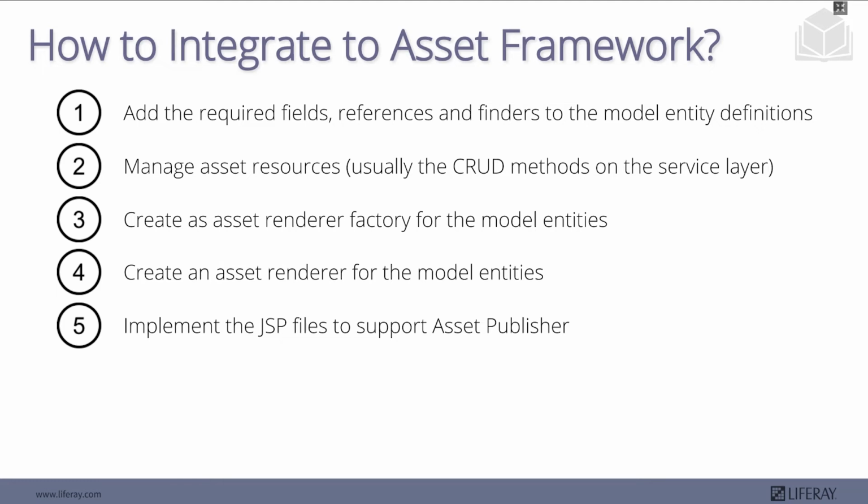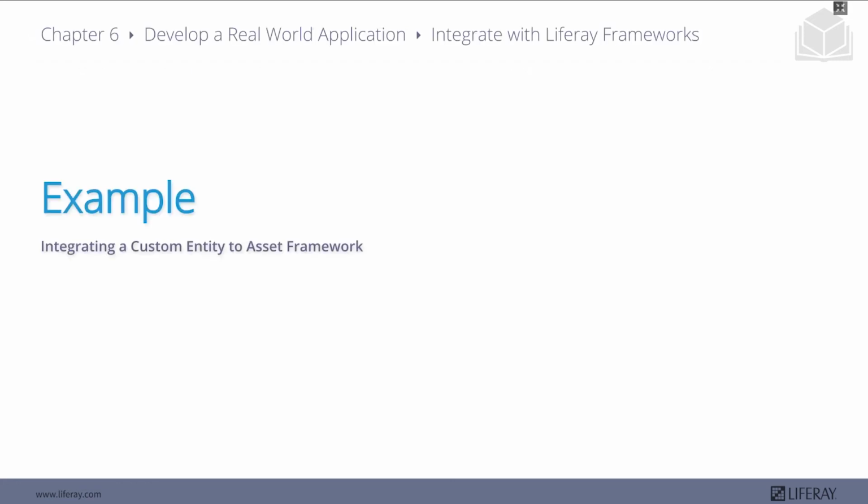So we know this is done through an asset renderer, but in order to create the asset renderer, we need an asset renderer factory. So we'll create that asset renderer factory for, in our situation, our assignment and submissions. That asset renderer factory will then create the asset renderer object, and then we can implement our JSPs so that we can actually display the specific entity we're integrating. So let's take a look at an example here.